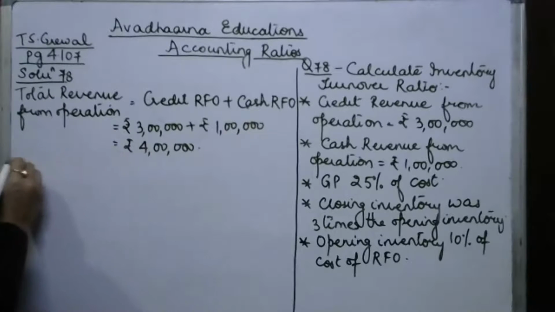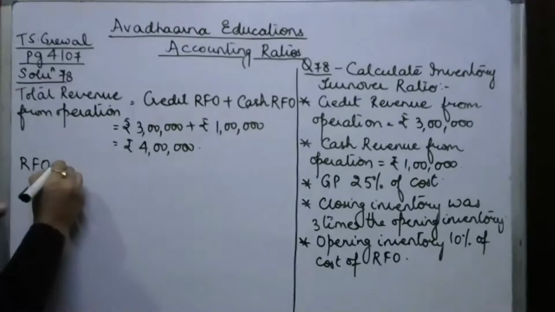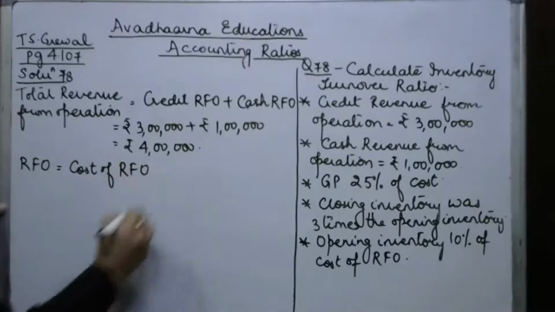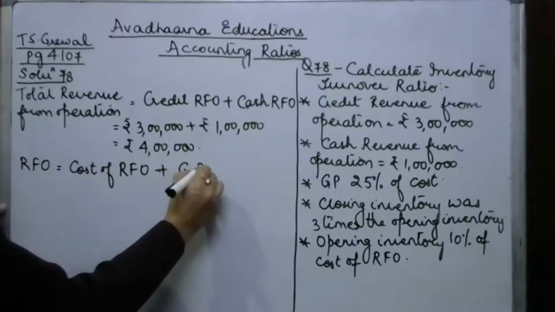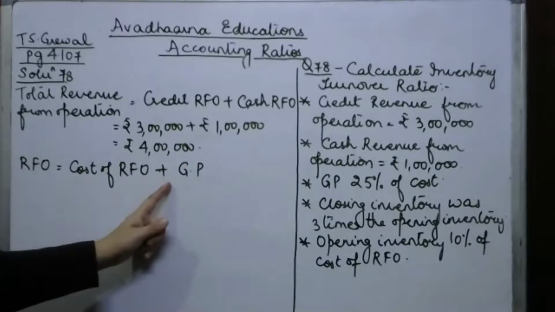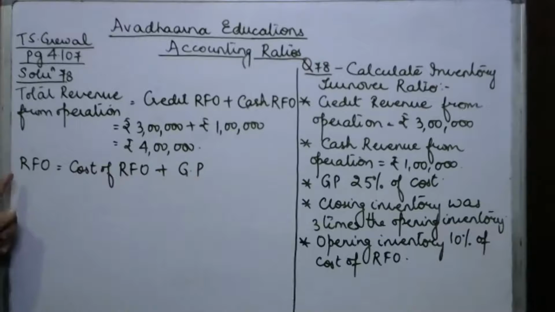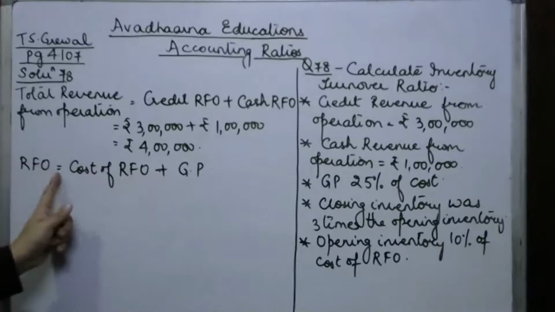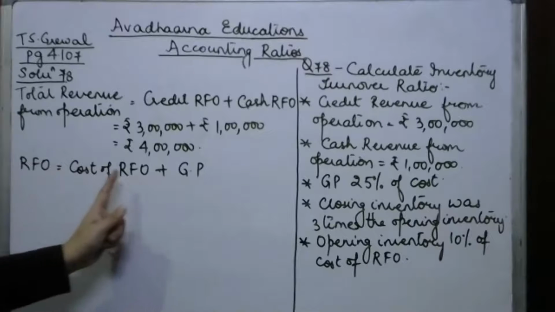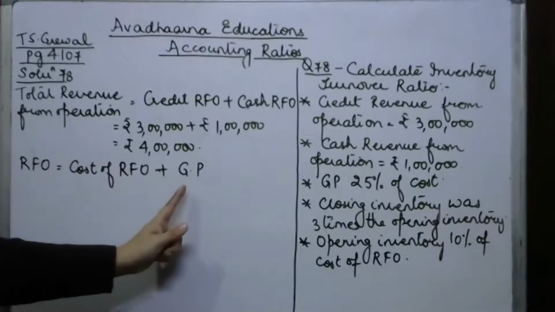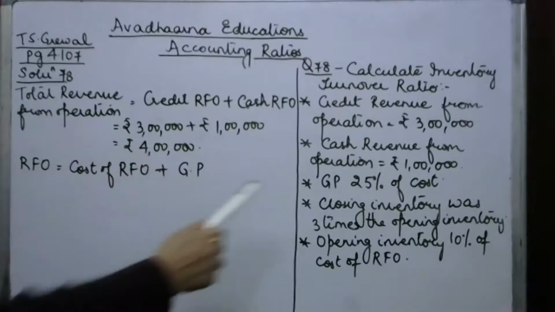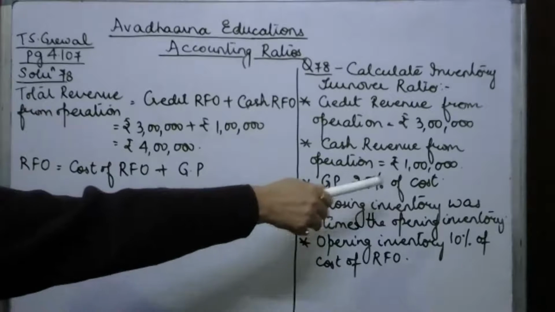Now we know the formula that total revenue from operation is equal to cost of revenue from operation, that is cost of goods sold, plus gross profit. Fine. If I add gross profit to cost of goods sold, I get net sales. So revenue from operation is equal to cost of revenue from operation plus gross profit. Now we know the figure of revenue from operation, that is 4 lakh, and gross profit is 25% of cost.